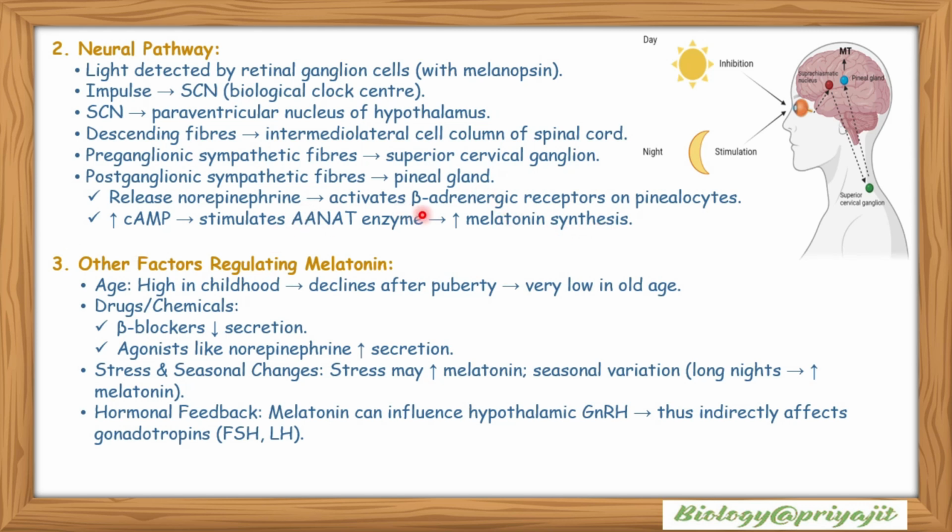Other factors regulating melatonin hormone: age, that is melatonin secretion is higher in childhood, but it declines after puberty, and it is very low in old age. Drugs or chemicals: beta blockers decrease melatonin secretion. Agonists like norepinephrine increase melatonin. Stress and seasonal changes: stress may increase melatonin, and seasonal variations such as long nights can promote melatonin secretion. Hormonal feedback: melatonin can influence hypothalamic GnRH, thus indirectly affecting gonadotropins like FSH and LH.